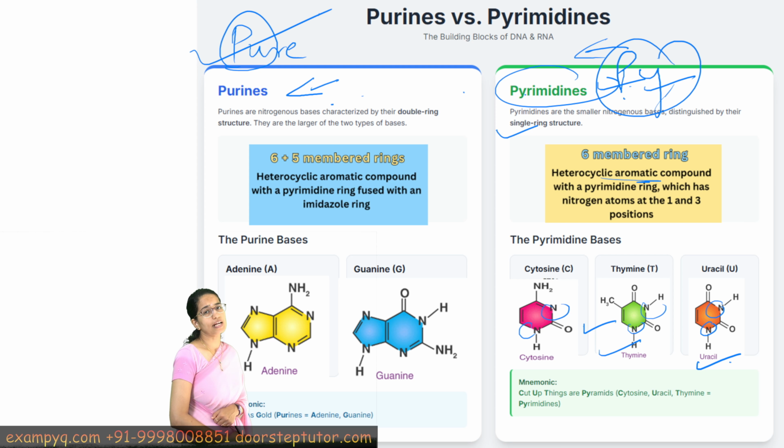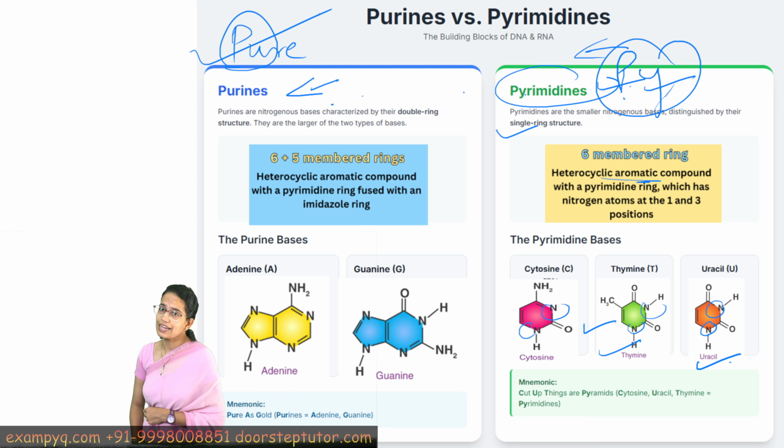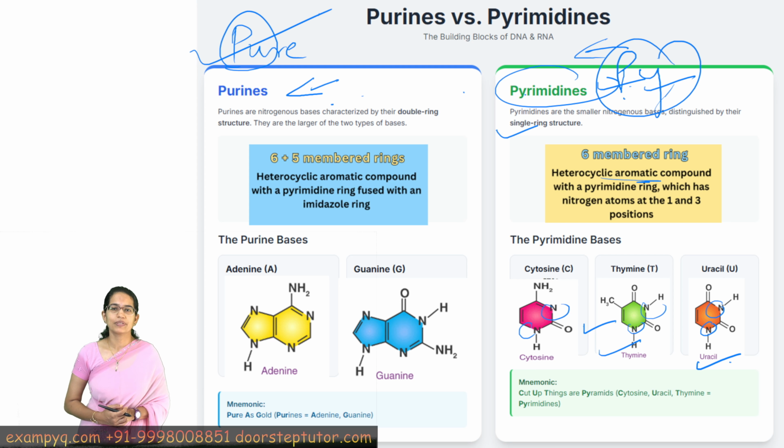We would be covering other interesting concepts in biology. Stay tuned, and of course these would be highly beneficial for your Olympiad examinations as well.